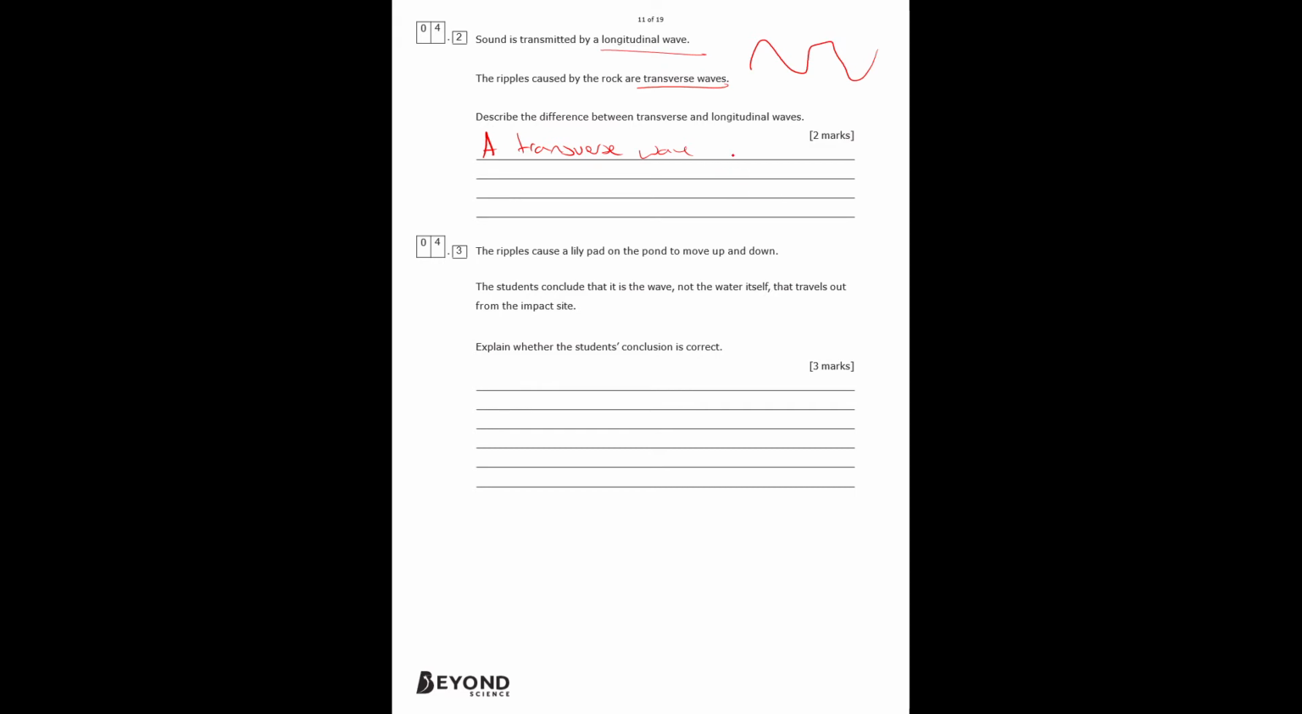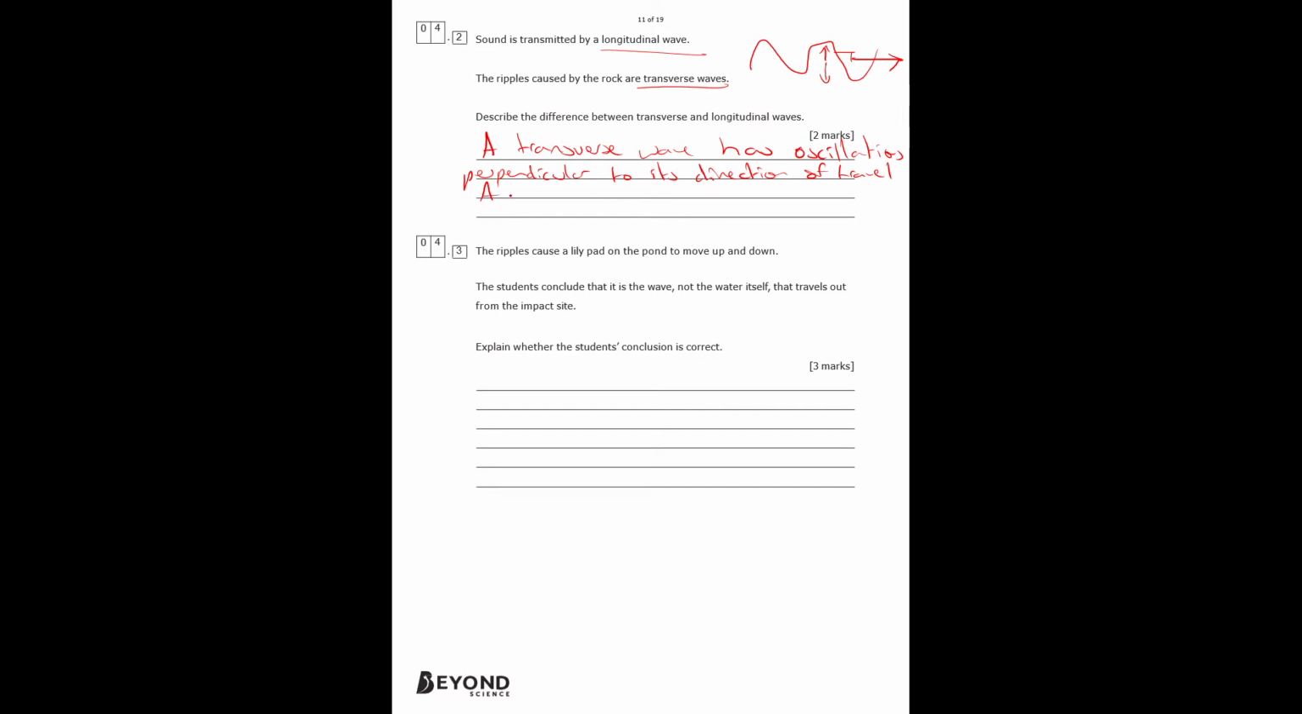A transverse wave has vibrations or oscillations, you could write vibrations if you prefer, perpendicular to its direction of travel. So, looking at my diagram above, if this wave is travelling along that way, the vibrations are at 90 degrees to the wave here.